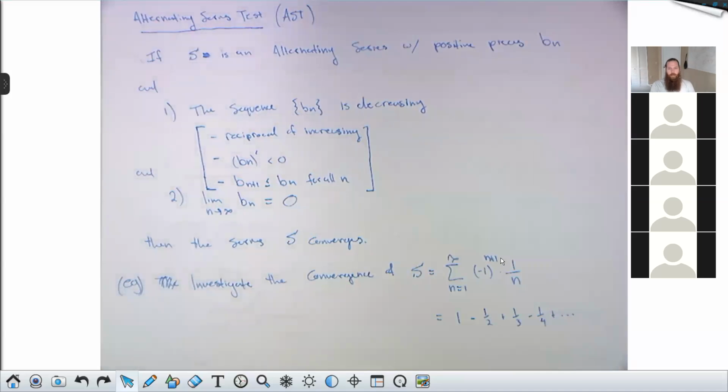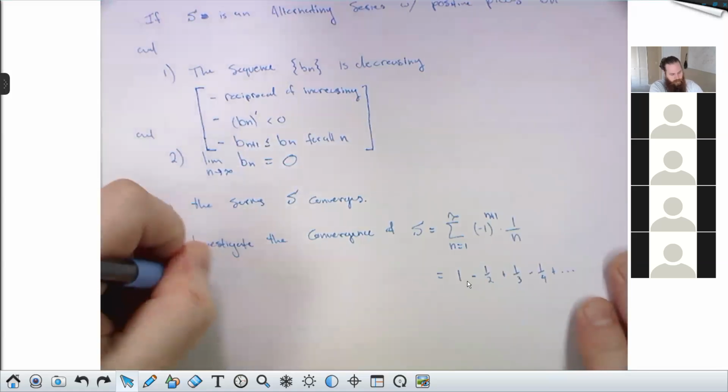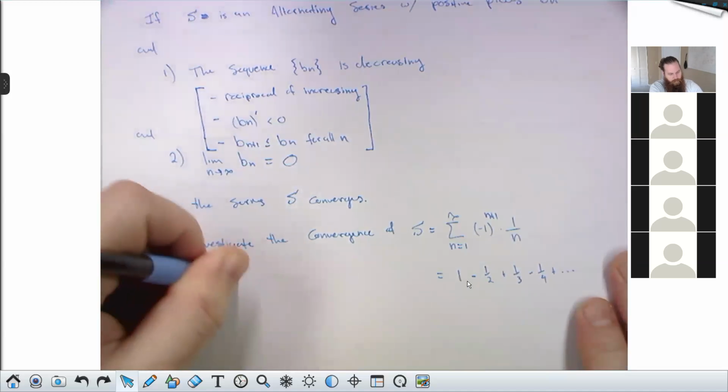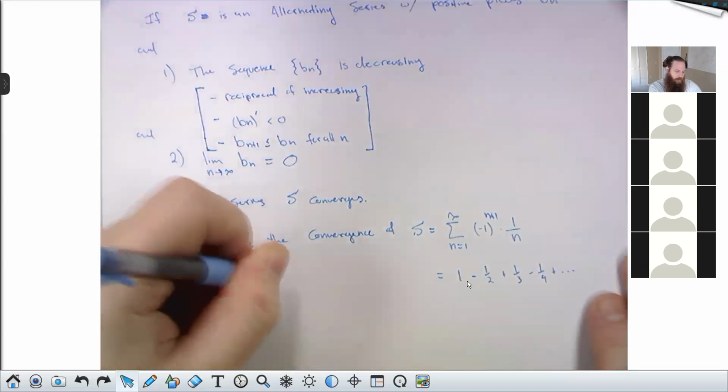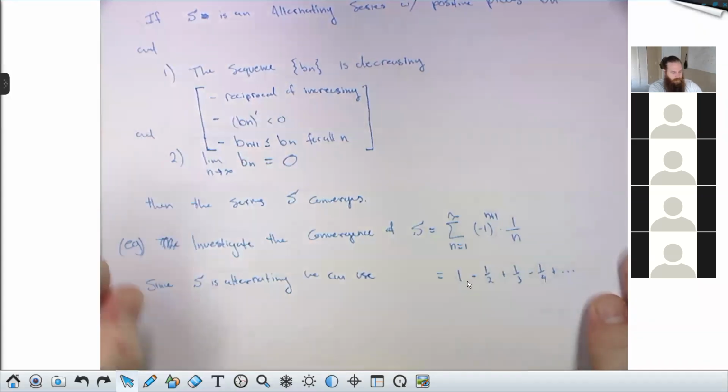We've seen before that if you just had the 1 over n without the alternating piece, that is a divergent series, right? Without the alternating piece here, this is a p series with p equal to 1 and therefore diverges. We learned that when we learned the integral test. However, this series is alternating. So since S is alternating, we can use AST.